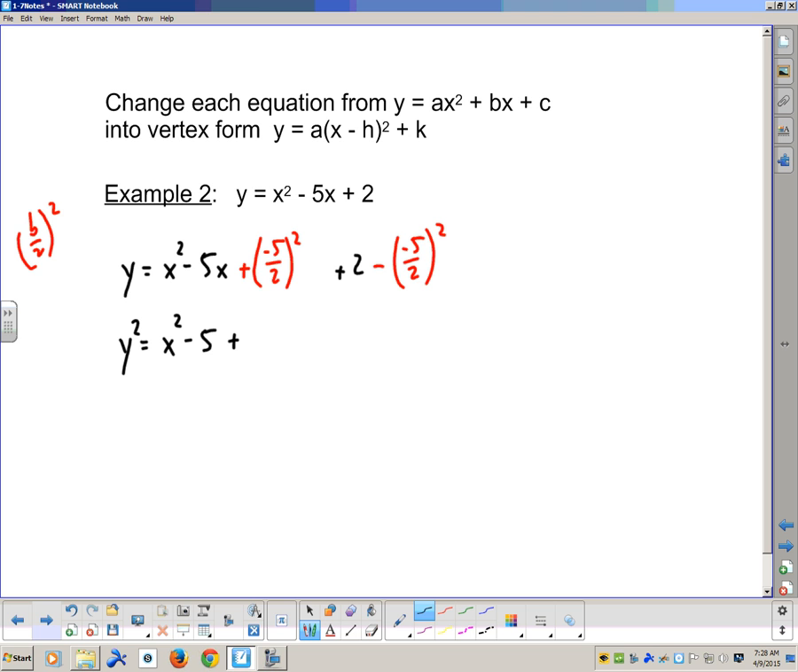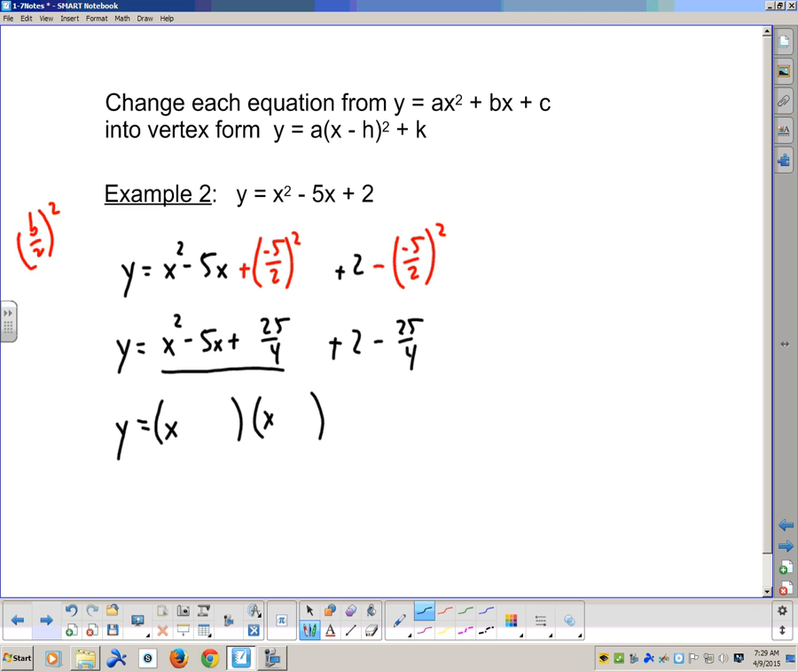Negative 5 squared there is 25, and 2 squared there is 4. Over here, I can do the same thing. So I'm going to keep focusing on this section right here. I'm going to factor that. Let me change that back to y. All right. So factoring this, what times what gives you x squared?